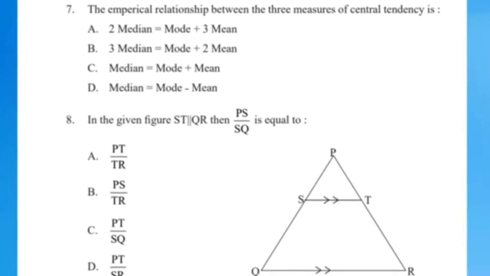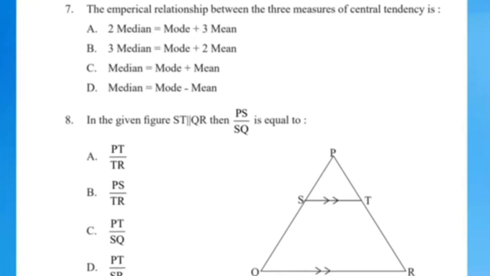Okay. Moving on to the next question. In the given figure, ST is parallel to QR, and what about the value of... it's nothing but the value of PS and SQ is equals to.